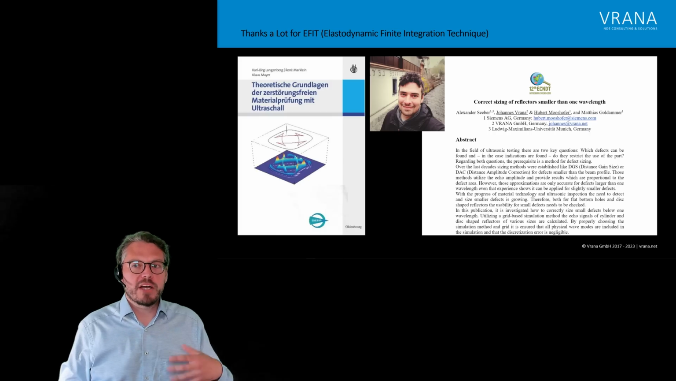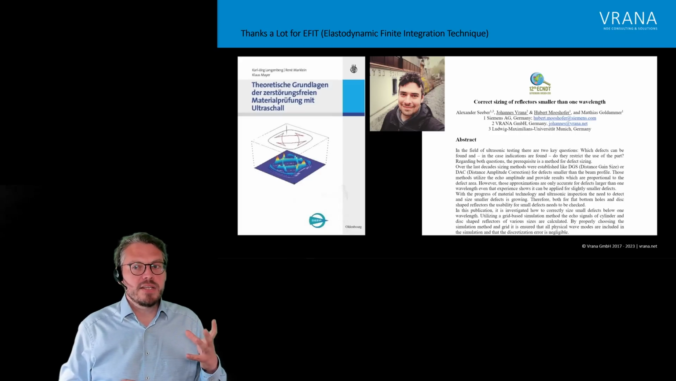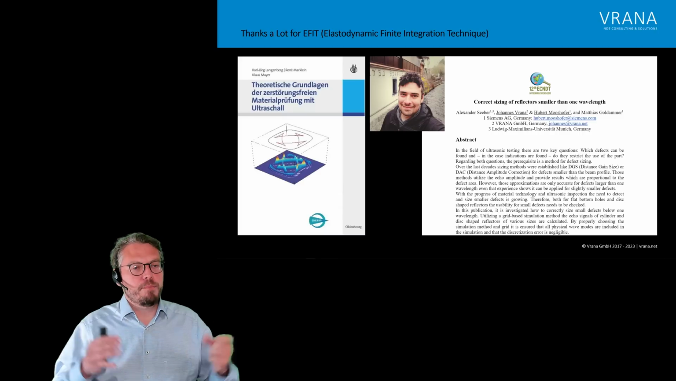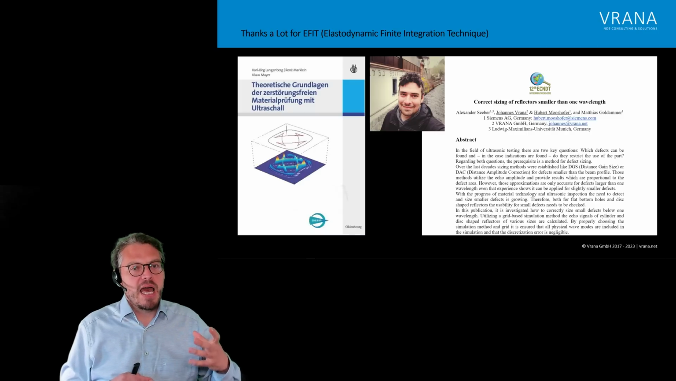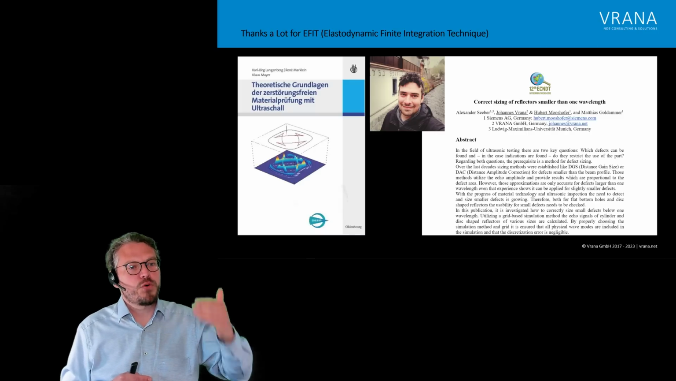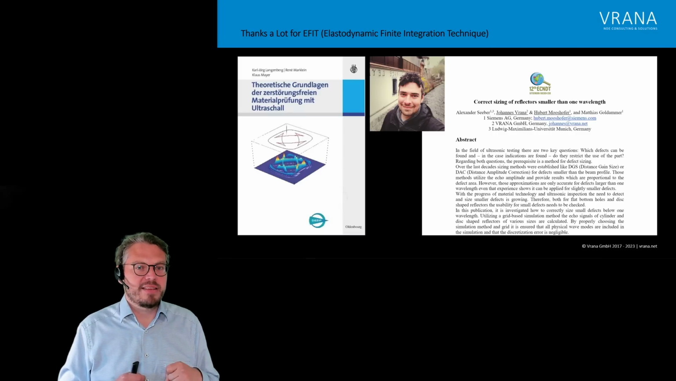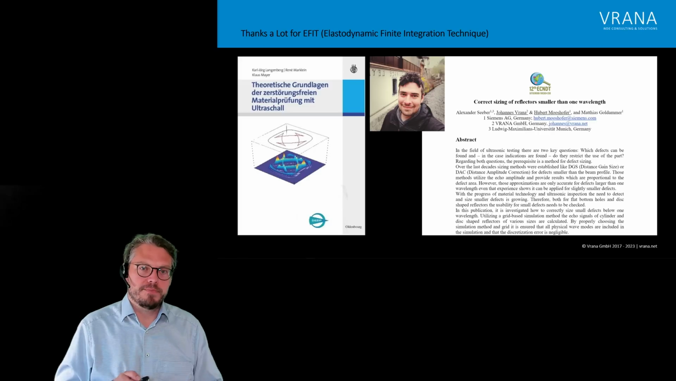And we chose to use the so-called EFIT method, the Elastodynamic Finite Integration Technique. That is based on work done by Karl-Jörg Langenberg, René Marklein, and Klaus Meyer. We took their book, and we had a great intern, Alexander Seber, who implemented EFIT for our industrial application. Here you can find the paper we wrote on the basis of his master thesis, and you can find a link to that paper right here.